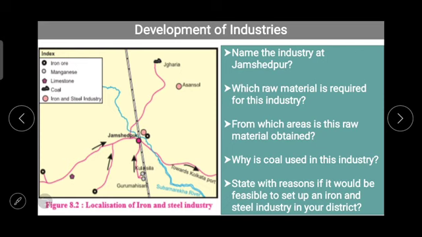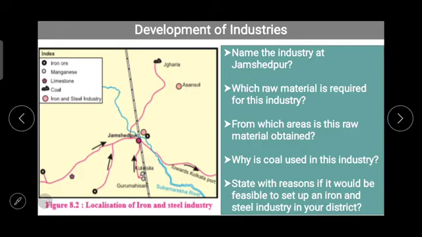localization of iron and steel industry. In any given area, the development of industries is dependent on several factors such as the availability of raw material, water, labor, transport, capital, market, etc. And as per the availability of these factors, specific industries develop. So, in figure 8.2, you can see the localization of iron and steel industry. Why is it localized there? Because of all these factors, availability of resources.